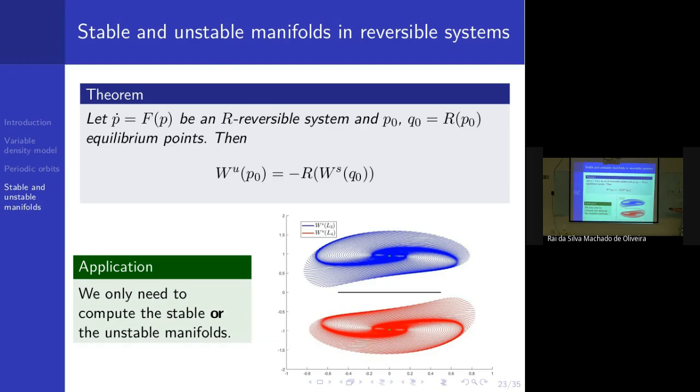So you can see that actually there is some symmetry, right? Because it's like if we reflect the manifold.